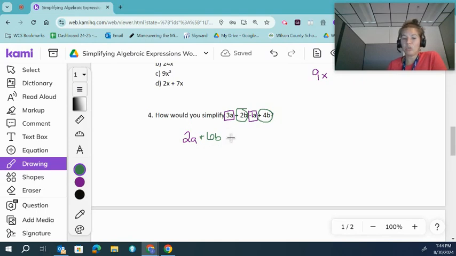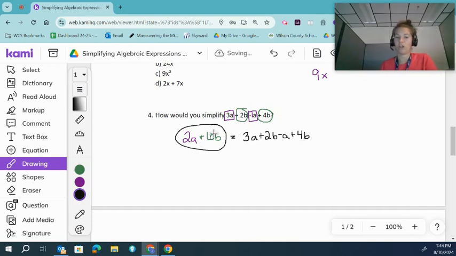And these two things are equivalent. So 2a plus 6b is equivalent to this 3a plus 2b minus a plus 4b. This is just the more simplified version once we have combined our like terms.